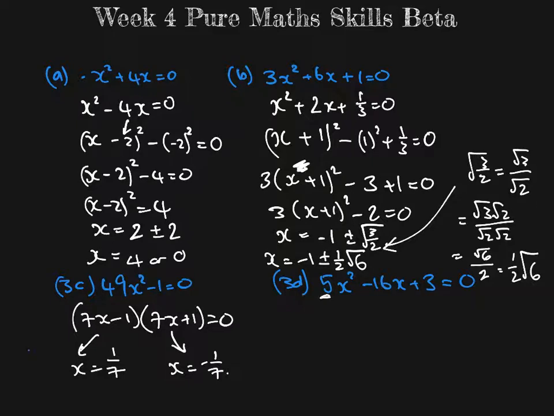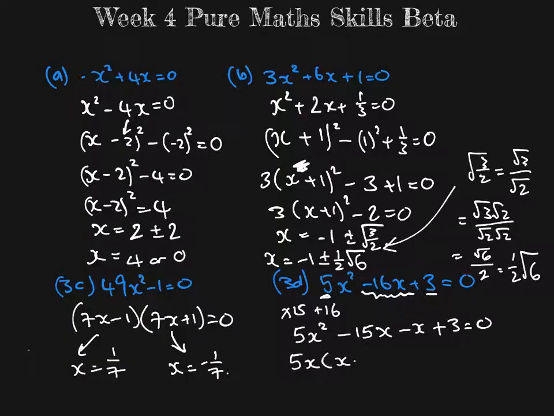We're looking for something which multiplies to 15 and adds to 16, so that's fairly obviously 1 and 15. So what I'm going to do is, instead of writing the -16x here, I'm going to use that 15 and 1, like that. And then I'm going to factor out the 5x here, and then I'm going to factor out a -1 here.